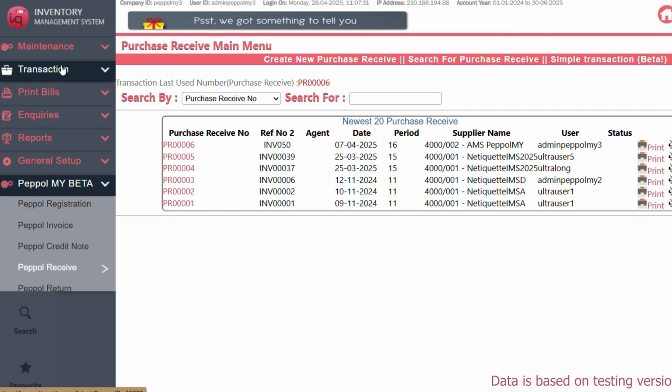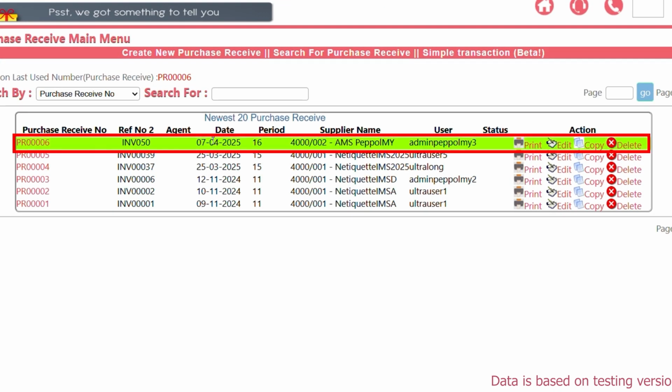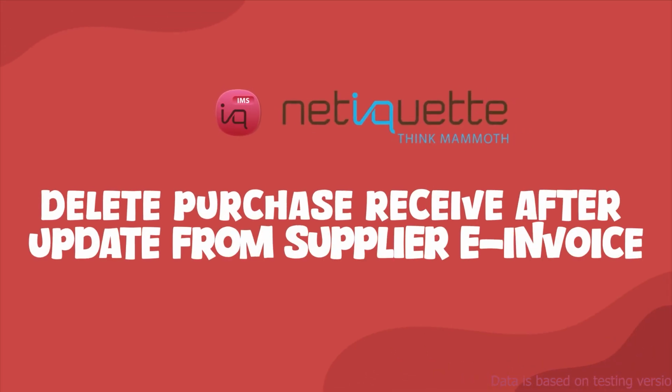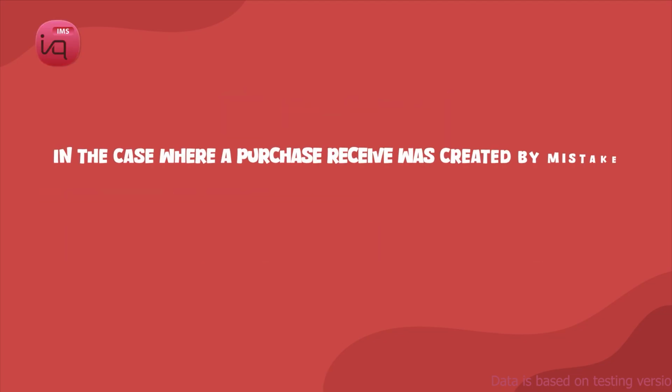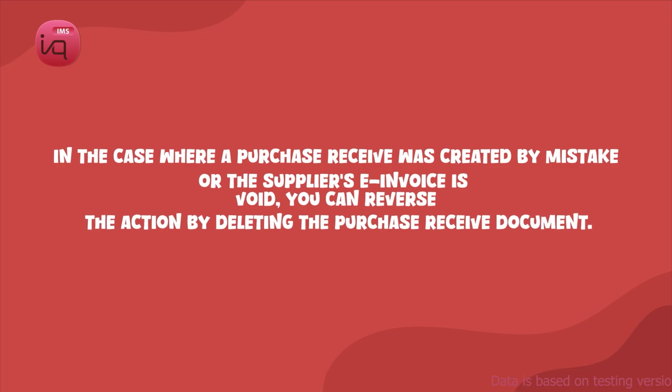Step 4. Purchase Receive Created. The completed purchase receive will show on the Purchase Receive tab. Delete Purchase Receive after update from Supplier e-Invoice. In the case where a purchase receive was created by mistake or the supplier's e-Invoice is void, you can reverse the action by deleting the Purchase Receive document.